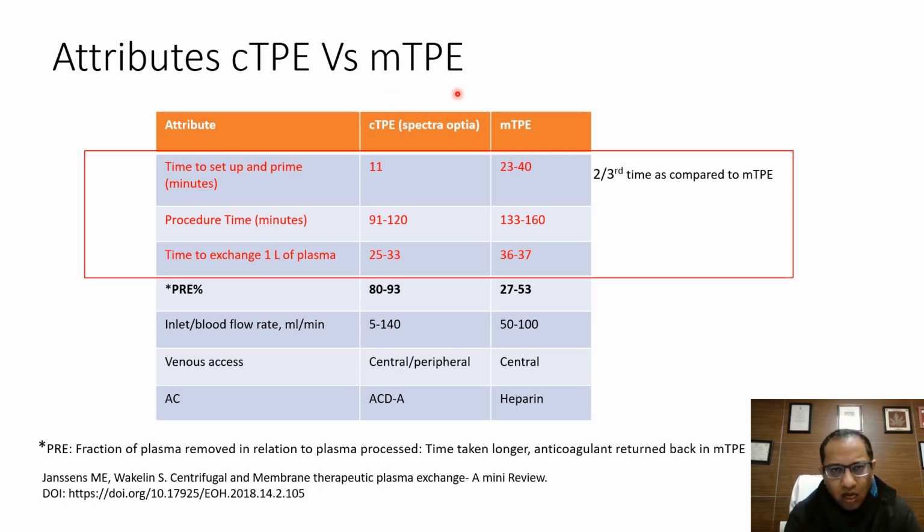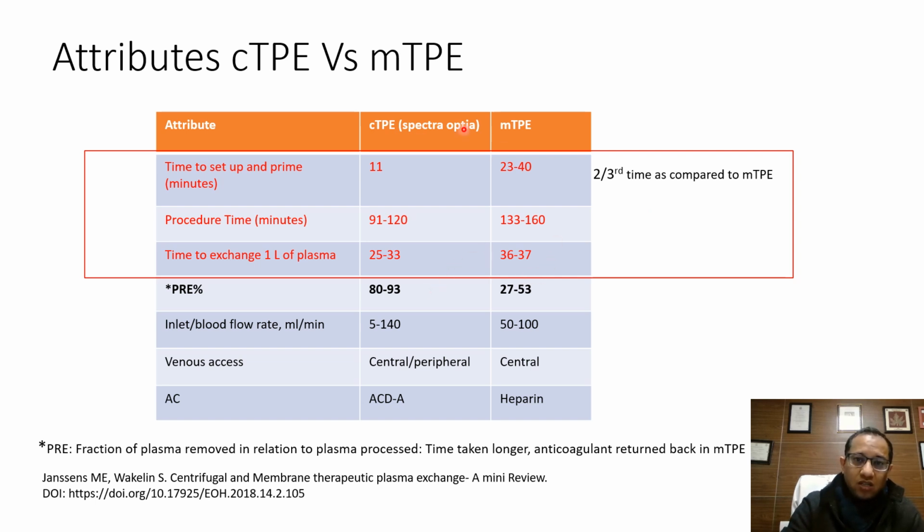and hands down, centrifugation plasma exchange is better. And why? Because the most important aspect is the time for the actual procedure, right from the setup time to the prime time to the procedure time and the time to exchange 1 liter of plasma. So all of this combined together, if you compare with the membranous plasma exchange that we do, it is actually two-thirds the time as compared to the membranous plasma exchange.